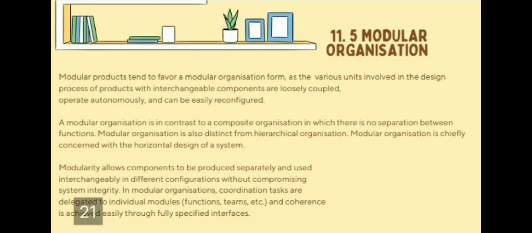In modular organization, the units are involved in the design process of a product with interchangeable components. Also, it is a hierarchical organization where it has different levels of authority. It concerns the horizontal design of a system where it can enhance the performance. Modularity allows components to be produced separately and used interchangeably in different configurations, where tasks are designed to individual modules.